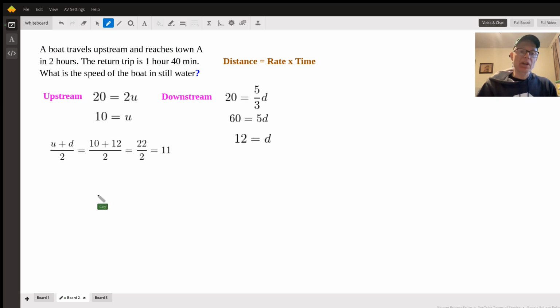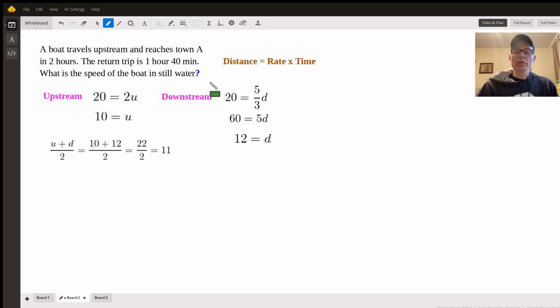And speaking of mistakes, this problem has something missing that makes it impossible to absolutely solve. So I chose a nice round number of 20 miles to represent this trip to town A.